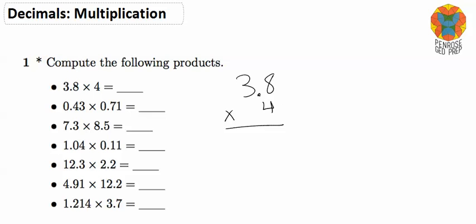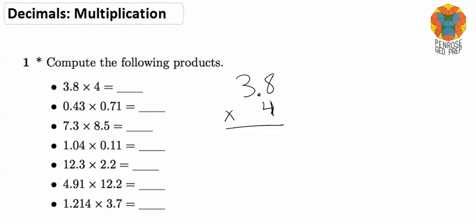Now we're going to just line this problem up as if we're doing a multiplication problem where there's no decimal there. And actually, when we do the multiplication, we're just going to ignore the decimal. So we're just going to pretend that this is 38 times 4. So we can do this multiplication out as normal.